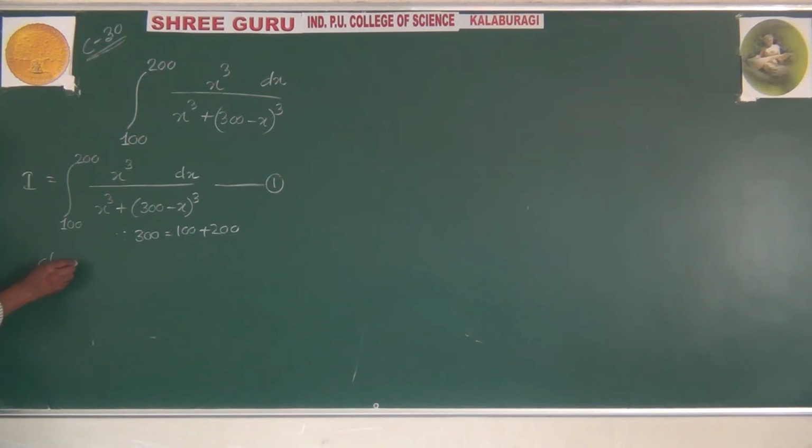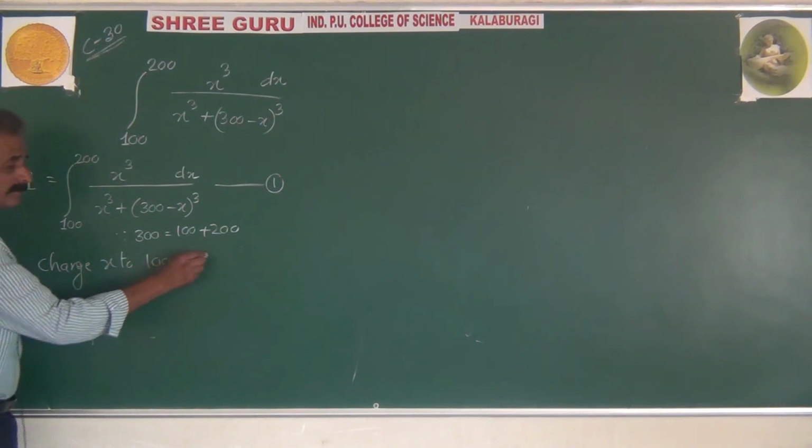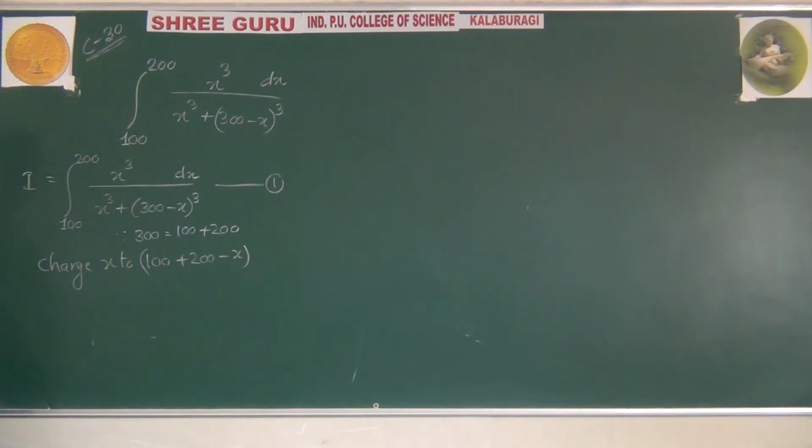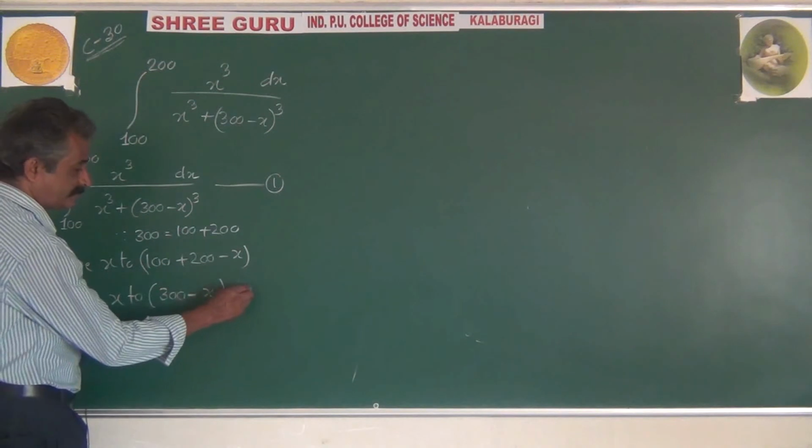Change x to 100 plus 200 minus x. That is, change x to 300 minus x in the function f of x.